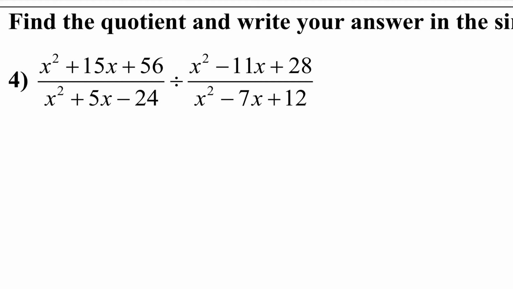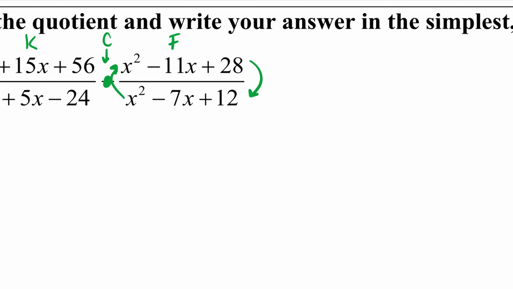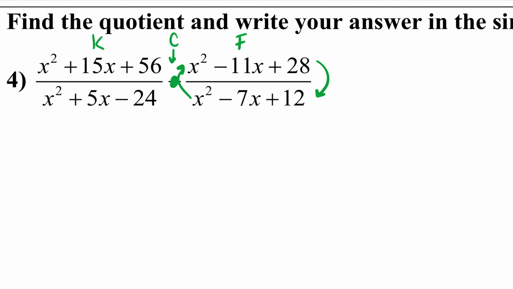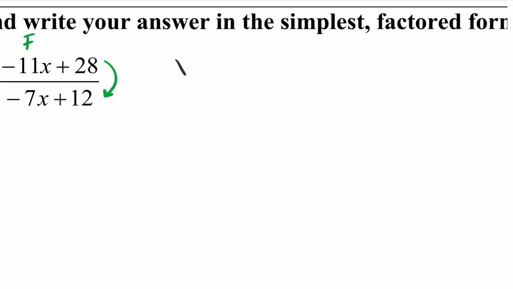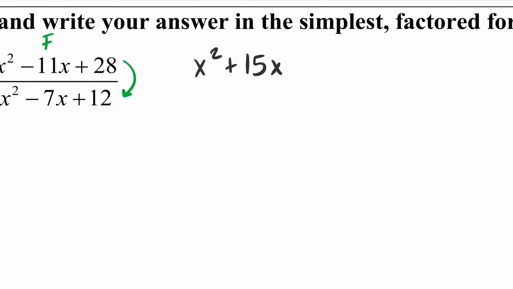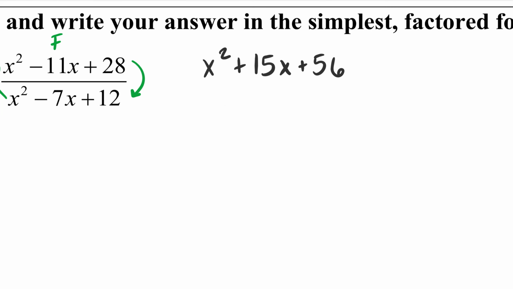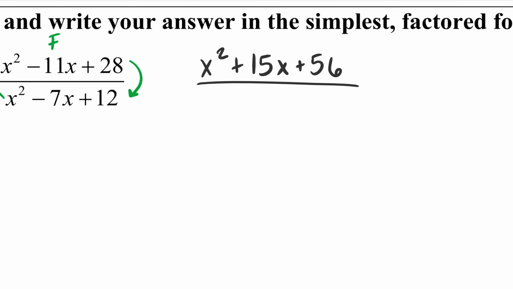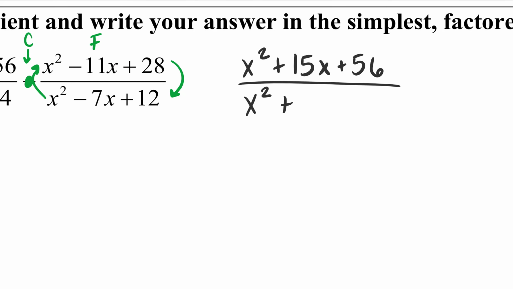And because we have a division, remember we got to change that to multiply and flip, right? Keep, change, flip. So you keep the first one, you change that to a multiply, and then you flip this fraction. So I'm going to go ahead and do that first. So let's see here. We have x squared plus 15x plus 56 all over x squared plus 5x minus 24.